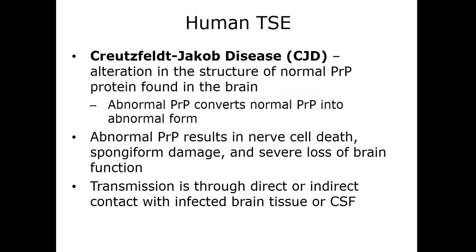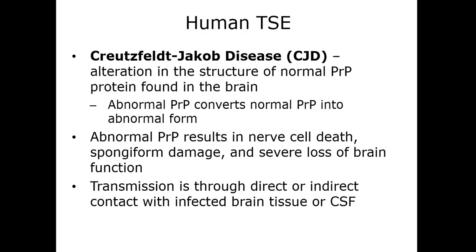What they do in terms of Creutzfeldt-Jakob disease is they alter the structure of a protein found in your brain known as the PRP protein. The abnormal PRP form converts your normal PRP into the abnormal form. So they actually call this a transformation. This is not an infection. The prion actually causes your normal prion proteins in your brain to be converted to an abnormal form.